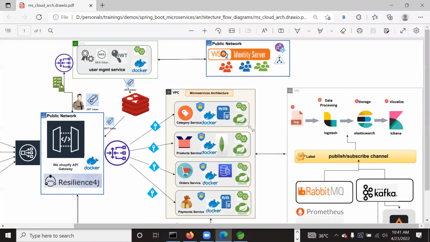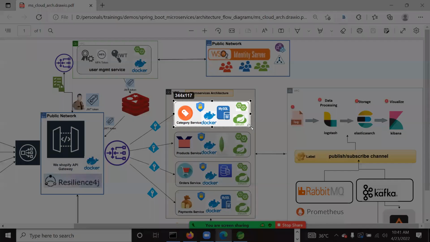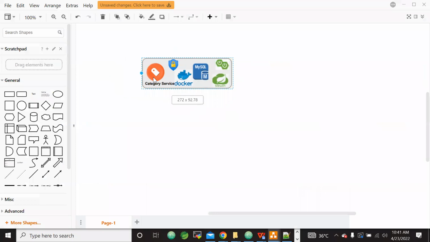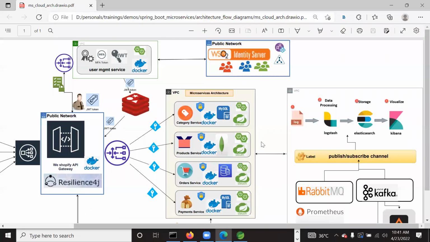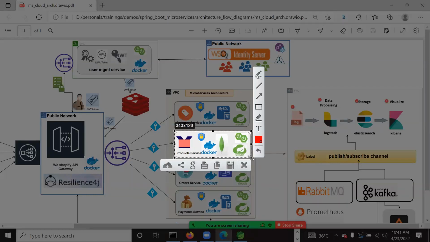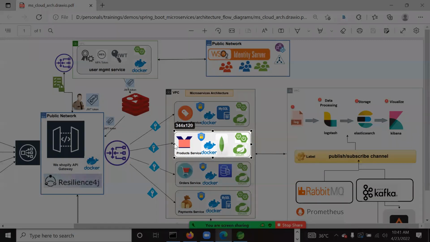For example, as you have seen in this diagram, this is the category service, isn't it? Now, this category service provides the list of categories in which a product can be created. For example, this is the backend application.